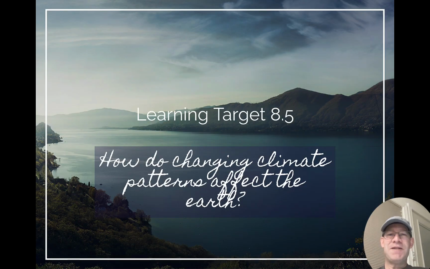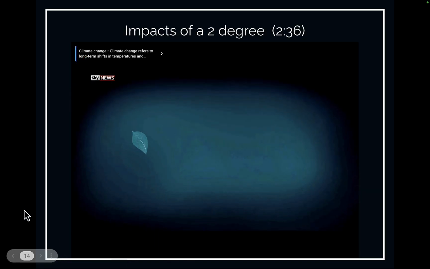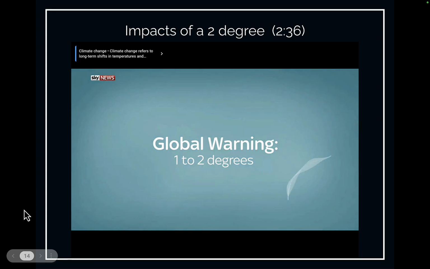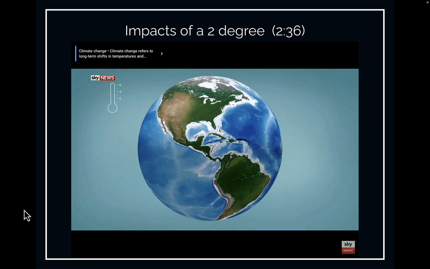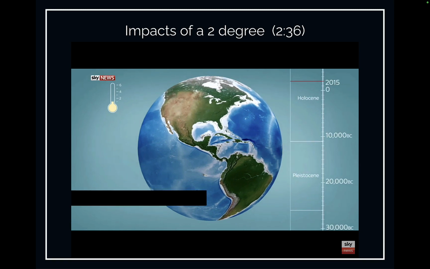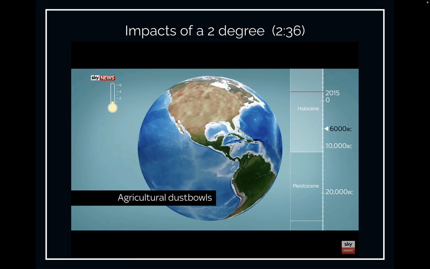All right, 8.5. So jumping down to 8.5, we're looking at how changing climate patterns affect the Earth. 2 degrees is the target for limiting the global temperature increase, but if greenhouse gas emissions were halted now, temperatures would still rise by up to 1 degree Celsius. 6,000 years ago, temperatures were at this level, and America's Midwest was a desert.